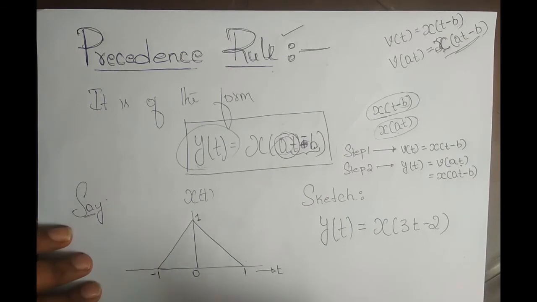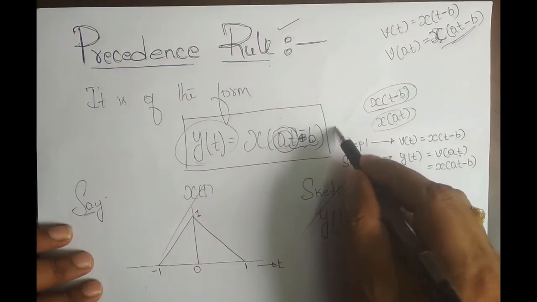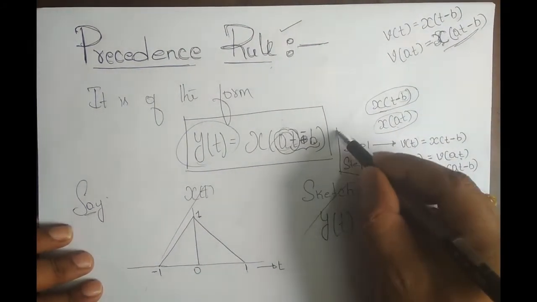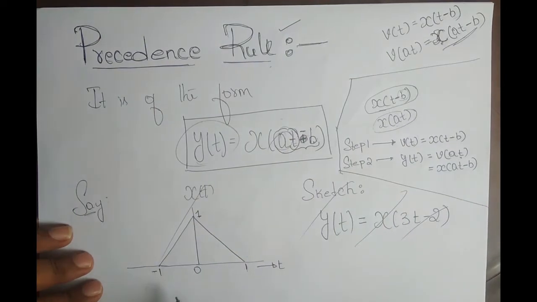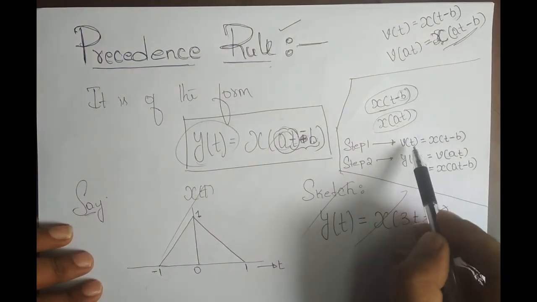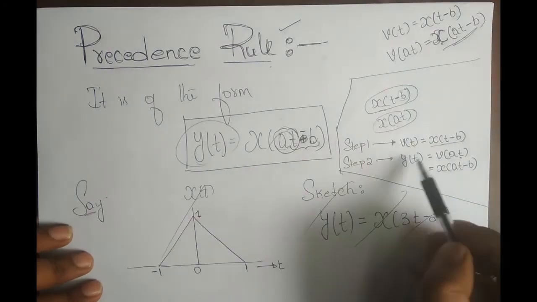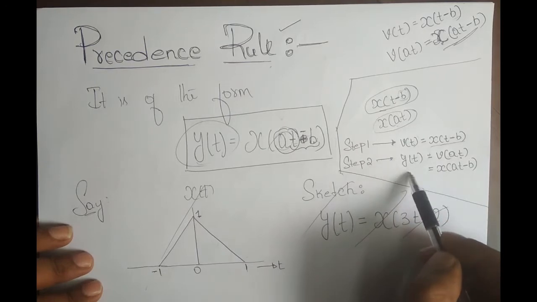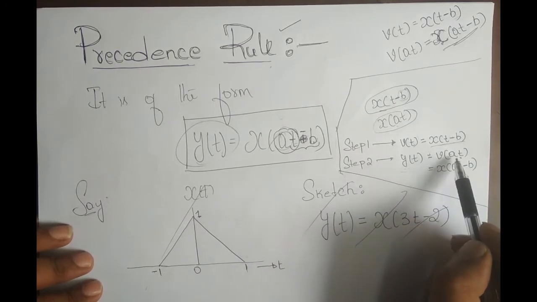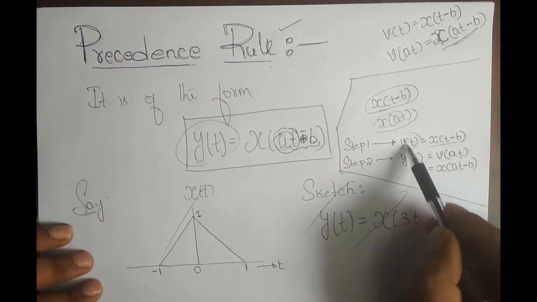Fine. What if I do the other way around? We'll come back to this example later. What if I violate this precedence rule? So what does the precedence rule state? Step 1, you have to plot the intermediate signal, and that intermediate signal involves only the shifting operation. In step 2, you have to plot your resultant signal, which is nothing but a scaled version of your intermediate signal. You have to scale the signal.